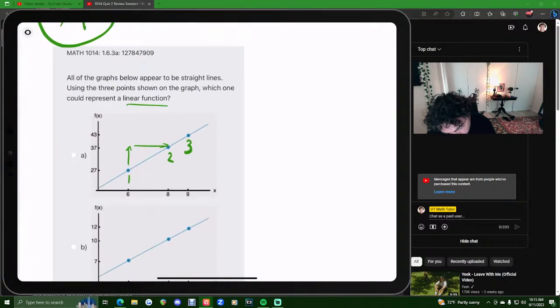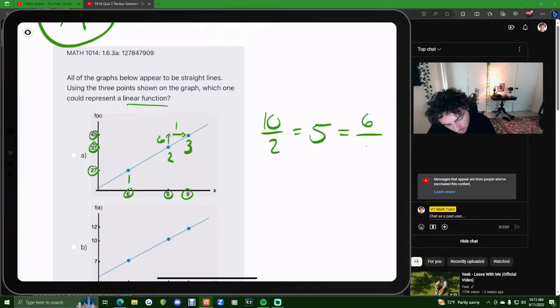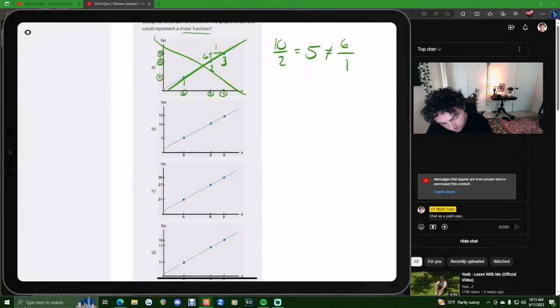So the rise over run between 1 and 2, you are rising from 27 to 37. That's 10. And you are running from 6 to 8. So 2. 10 divided by 2, that's rise over run, is 5. That's our slope between points 1 and 2. Now, the slope between 2 and 3, we are rising from 37 to 43. That's 6. And we are running from 8 to 9. That's 1. So does 5 equal 6 over 1? It does not. 5 does not equal 6. So we eliminate A and we keep it pushing.